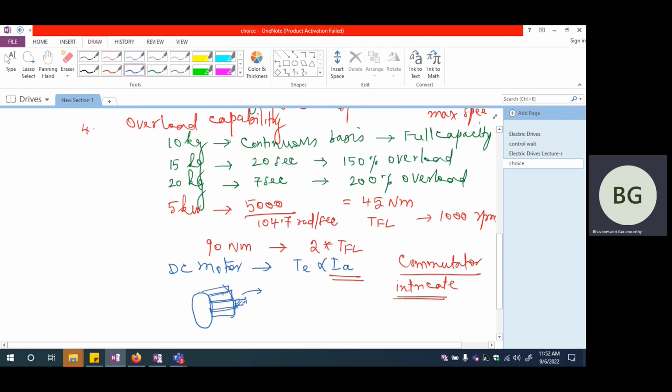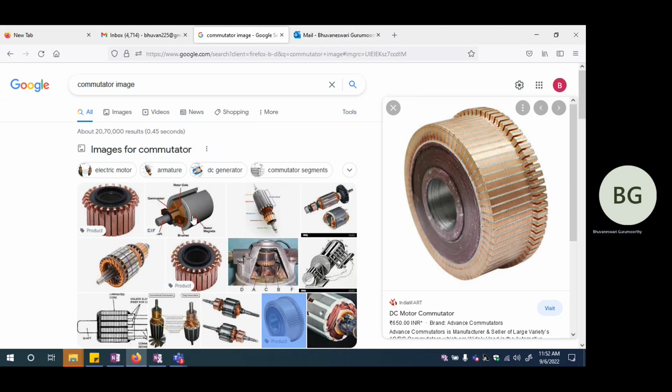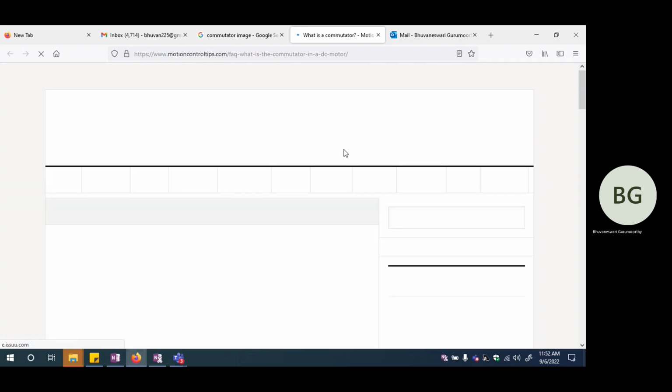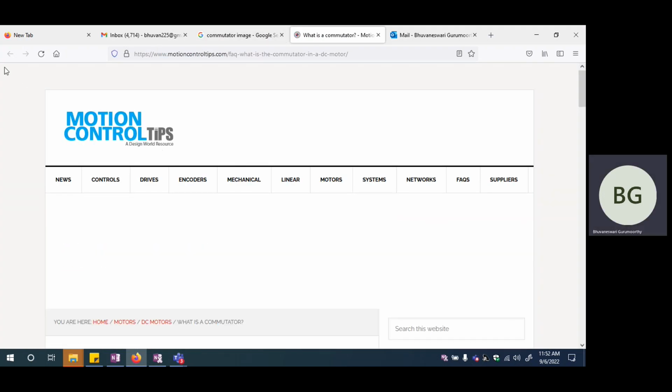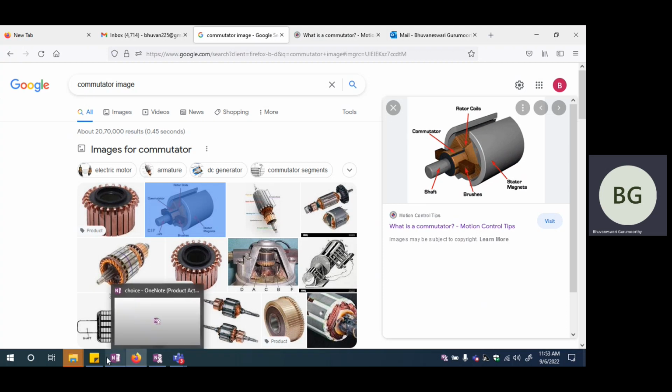Let me try to see whether I'm able to find a commutator and brush assembly image. So you can see what is shown here. Okay, so let me try to show this. So you can see that this is the commutator. This is going to have one copper segment. Right next to that, there is mica, then another copper segment. This is the brush. This brush is actually collecting the current from the copper segment. And these are the rotor conductors, rotor coils, which are actually being welded ultimately to the copper segment of the commutator.